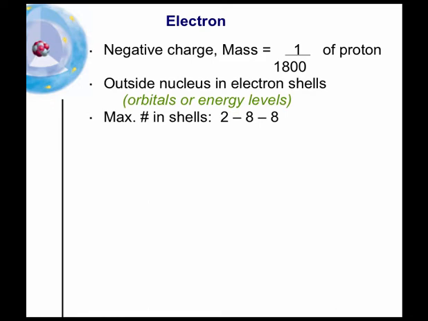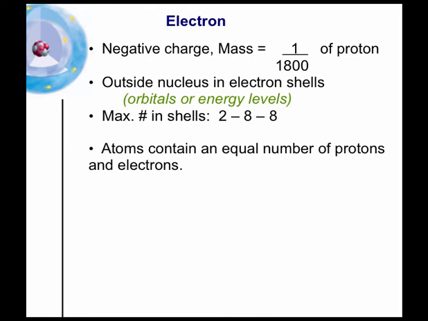And the number of electrons in those shells are very, very important when it comes to writing chemical formulas and balancing equations, which we're going to get into further on in the course. Now, what makes an atom unique is an atom contains an equal number of protons and electrons. An atom is a neutral particle.